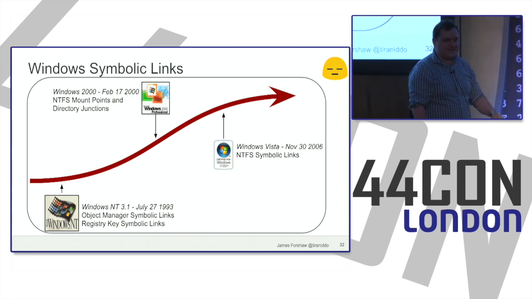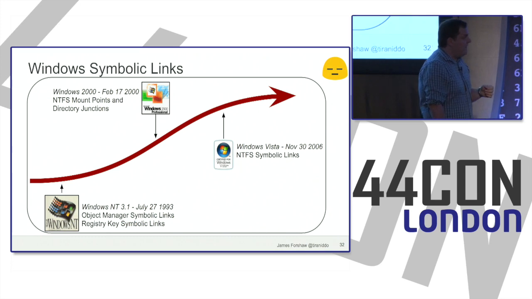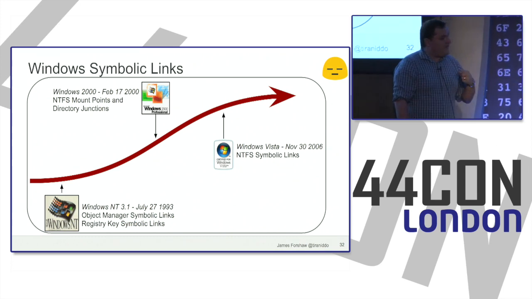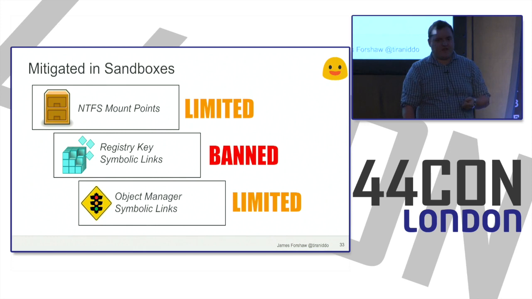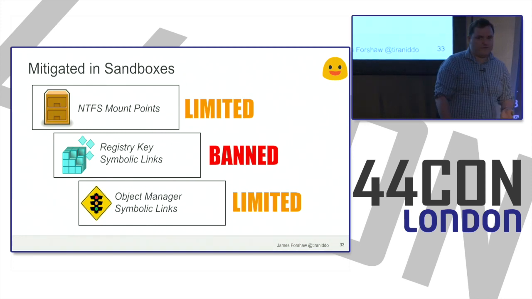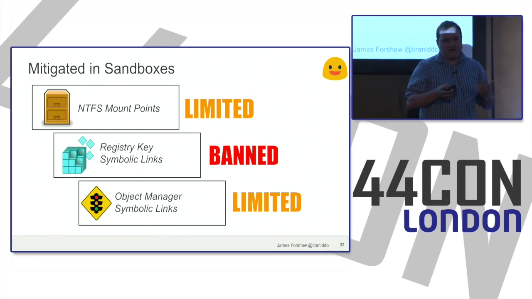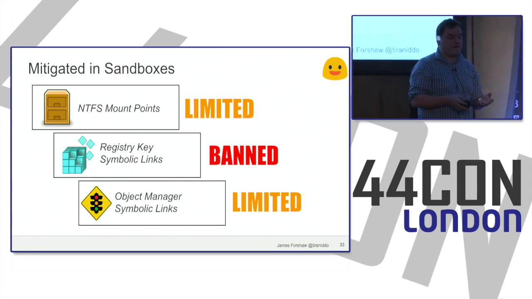Okay, symbolic links. And I'm not going to talk too much about it. If you want to see my previous presentations on this sort of stuff, it's all out there. But the interesting thing about this is the first three main symbolic links you can attack from sandboxed applications have been mitigated in Windows 10, which is kind of awesome. Mount points are now limited. If you want to create a mount point, which is like a directory symbolic link, you need to have write access to the target directory, and the target directory has to exist, which basically makes it pretty much useless from an attack perspective.